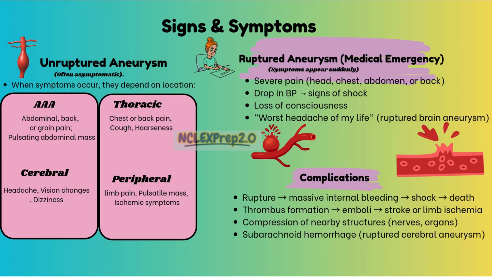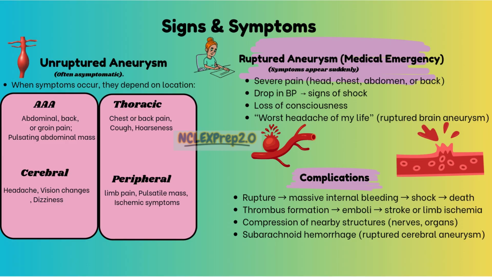Once we suspect aneurysm in a patient, the main goal is to put them on tight blood pressure control. Otherwise, it will rupture. If you see a question about aneurysms and they're asking what's the next priority, it's always a very tight blood pressure control. We do not want that aneurysm to rupture. But if it does, it's considered a medical emergency.